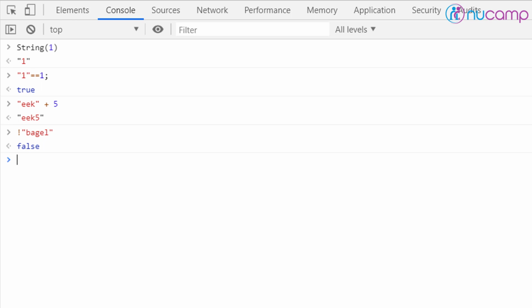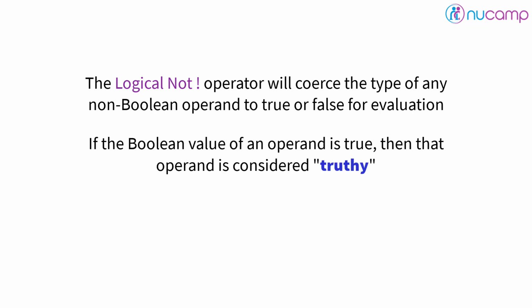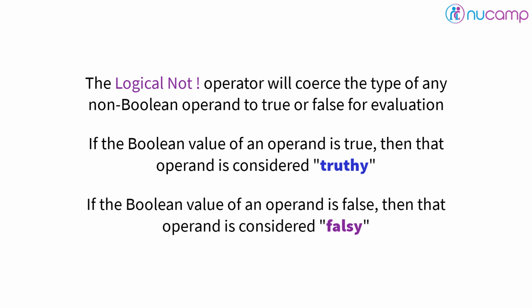So if you give them operands that do not have the Boolean data type, then they will coerce the types of those operands to Boolean true or false. And if that value is Boolean true, then we say that the operand is truthy. If that value is Boolean false, then we say that the operand is falsy. So for example, bagel is not Boolean true because it's not a Boolean variable, but it is truthy because if it is converted to Boolean, it would be true.